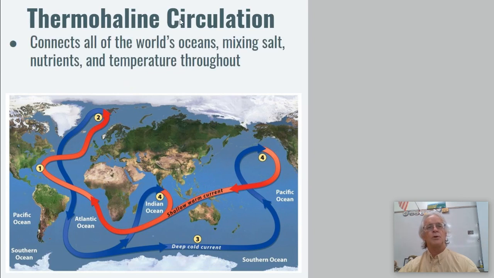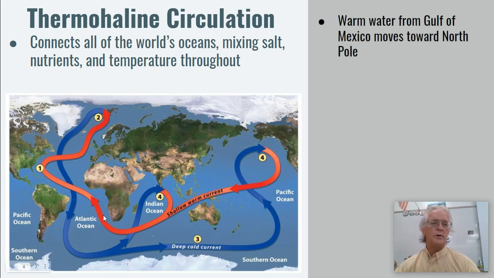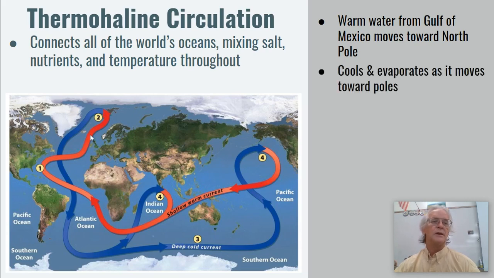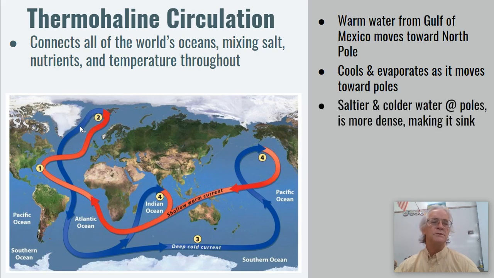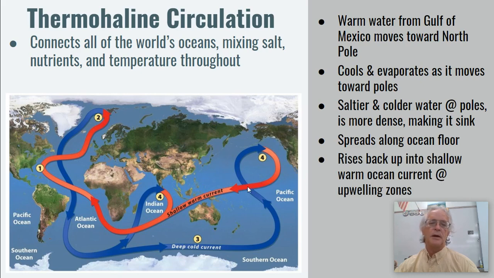There are also ocean currents caused by a thermal, temperature, and haline, salt, imbalance. This circulation connects all the oceans, mixing salt, nutrients, and temperature throughout. The warm water in the Gulf moves up north because it's pulled by this conveyor belt. As it gets up here, it cools and evaporates, and when it freezes, it leaves behind all the salt. Therefore, it becomes more dense. When it gets dense, it pulls the conveyor belt along, sinking and going back along the bottom of the ocean until it comes back here and warms up. It comes back up, and upwelling occurs.